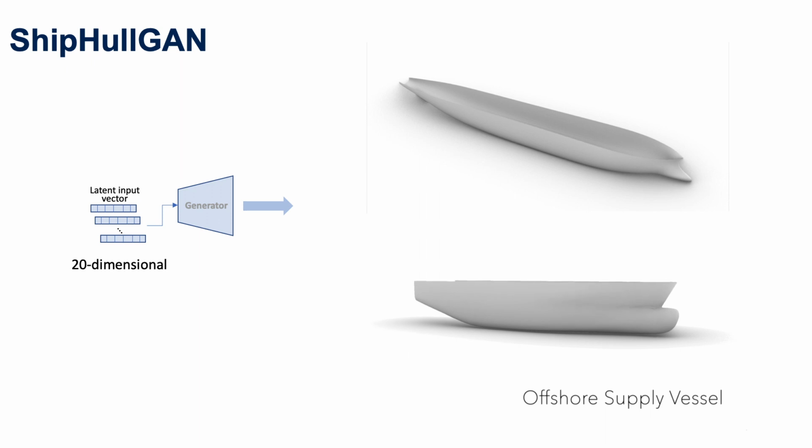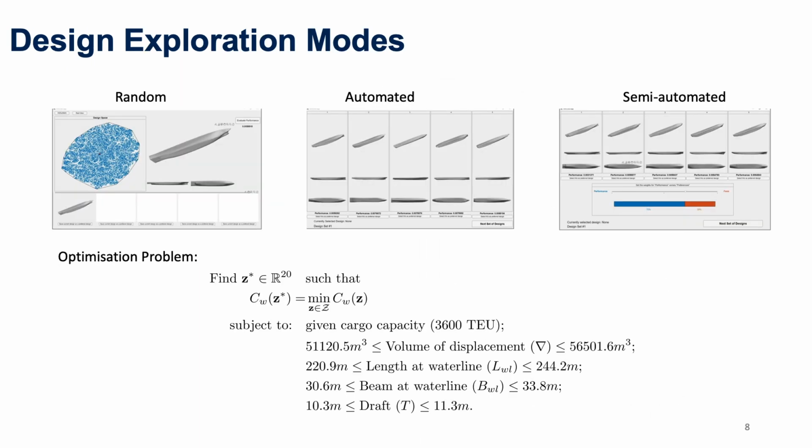For the first three modes of exploration, a simple optimization problem is formulated. The aim of this problem is to explore this 20-dimensional generative subspace resulting from the ship hull GAN model to create a container ship with a load carrying capacity of 3,600 TEU while minimizing its wave-making resistance, or drag.